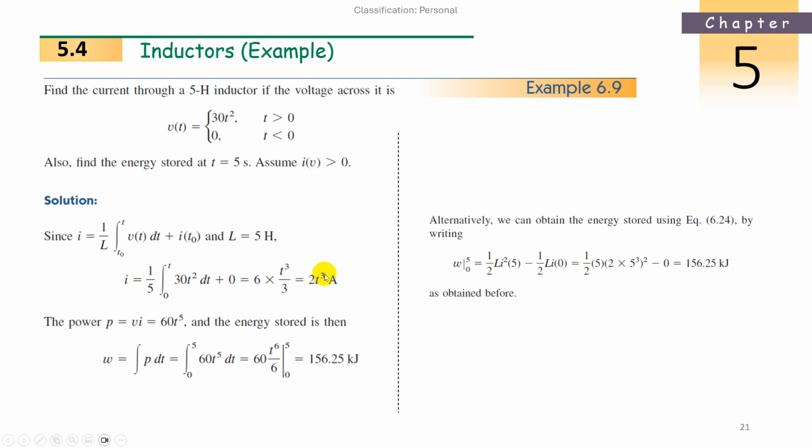I is 2t power 3. So 2 into 5 power 3, whole square. So 2 2s are 4, 5 power 6 will be there. So 4 into 5, 20, 20 divided by 2. Like this, if you find, 156 kilojoules will come. If you substitute everything here, you will get 156. Same value will come. So we have two methods here. Just use half Li square.